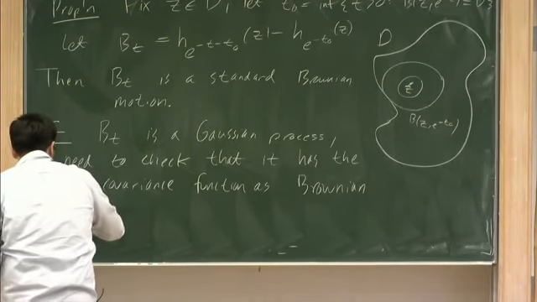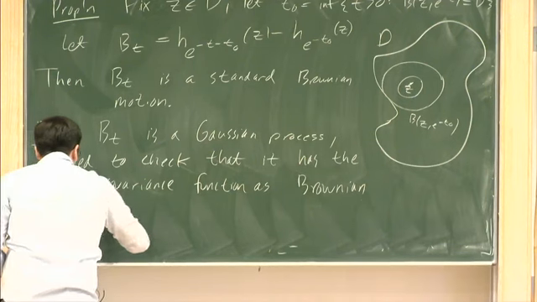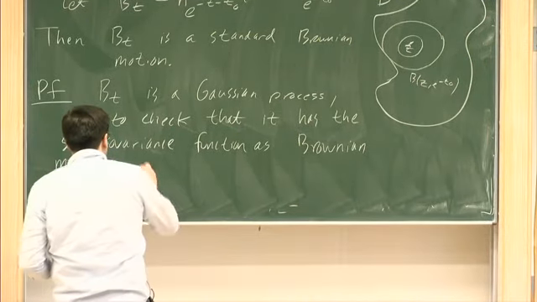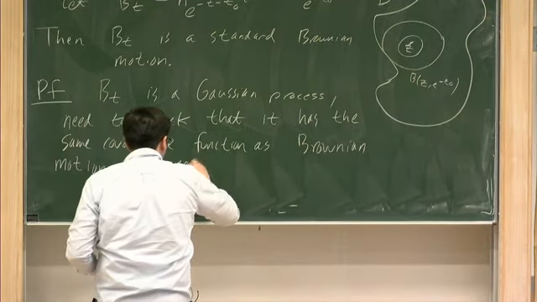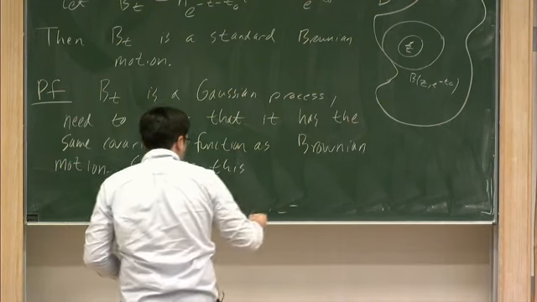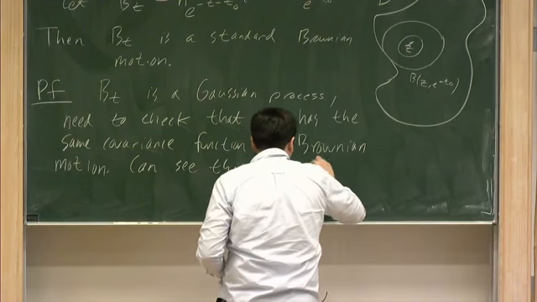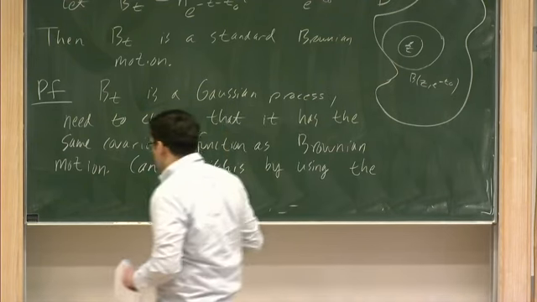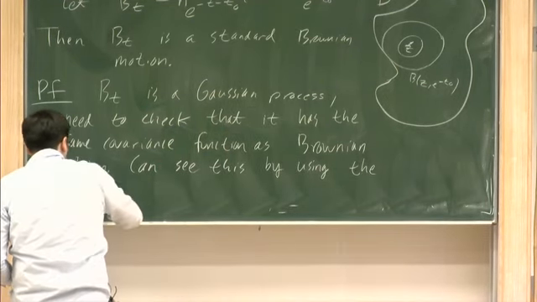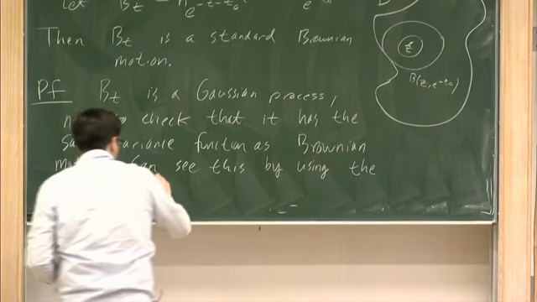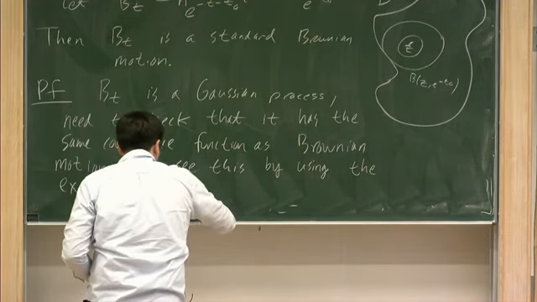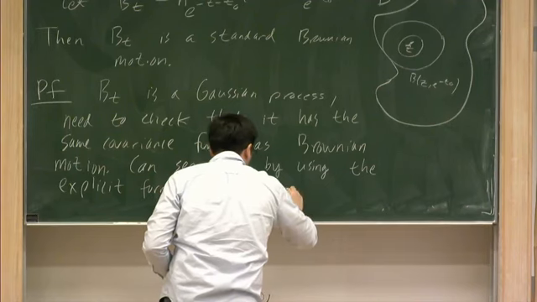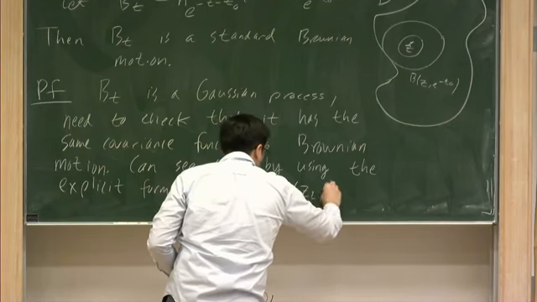Okay, so this is something that you can just check. I also don't want to carry out the calculation of this, but you can see that this is the case by using the explicit formula for the covariance function. This is a nice exercise actually for someone to think about. So I'll leave this as an exercise.